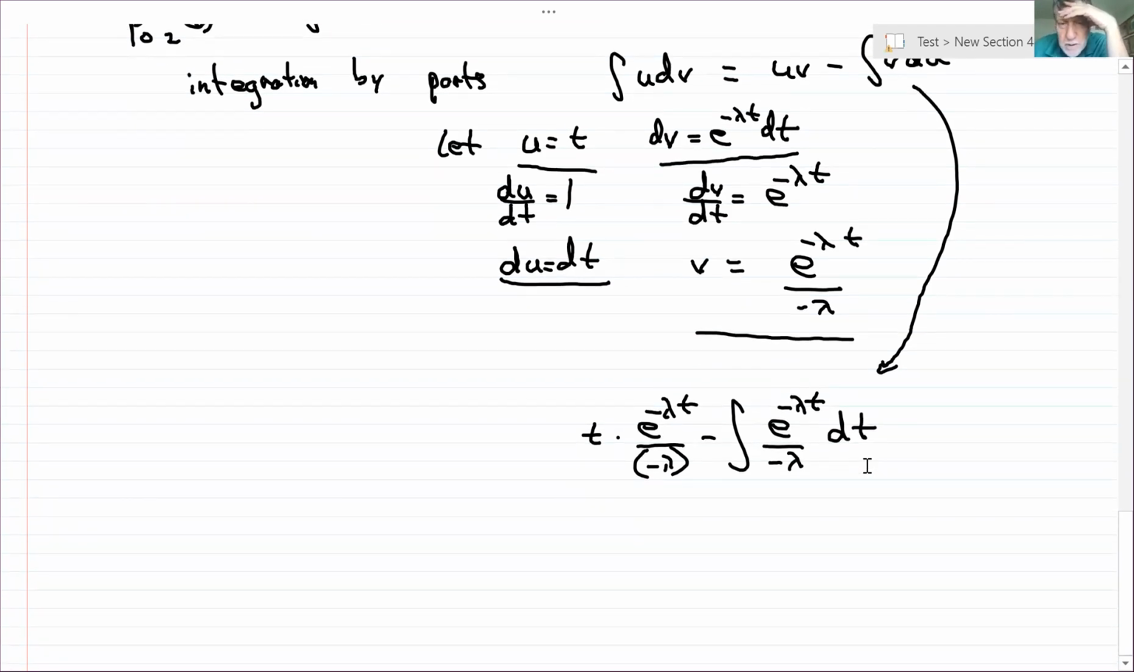Okay. Now, let's see what happens here. Well, I guess I can simplify this part. Just put a minus in front of t e to the minus lambda t, and there's a lambda on the bottom. And here the two minuses would cancel. And when I do that, I'm just integrating e to the minus lambda t. But that's going to be minus e to the minus lambda t. Actually, I think it's just plus, plus over lambda. Something like that. Let's double check.